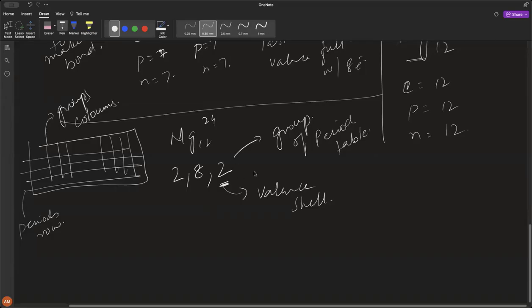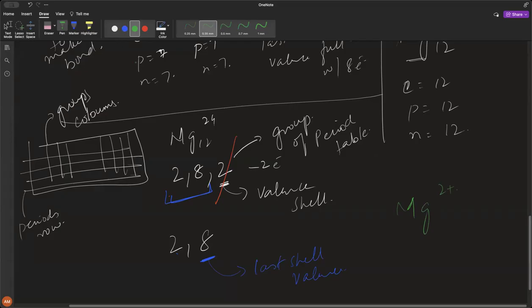So when it loses 2 electrons, it is going to be left with these two. These two are left. So 2 and 8, and 8 becomes its last shell, which is the valence shell. But the price that magnesium has to pay is that it gets a charge of 2 plus on it.